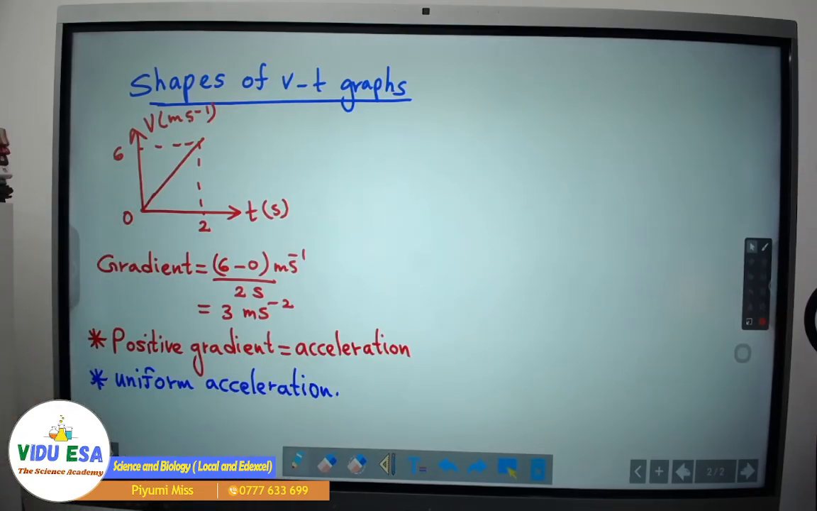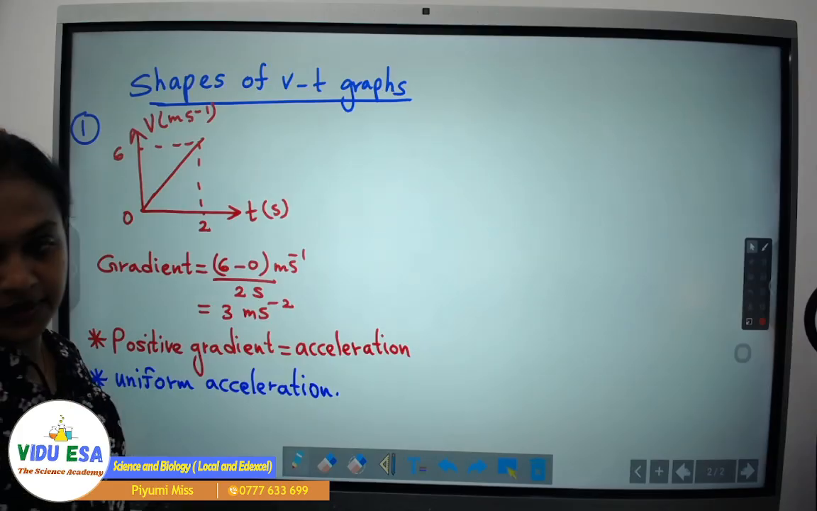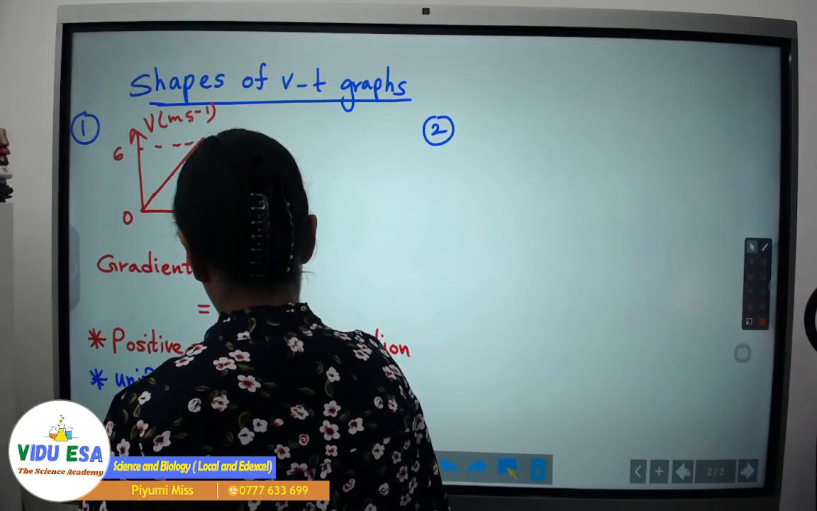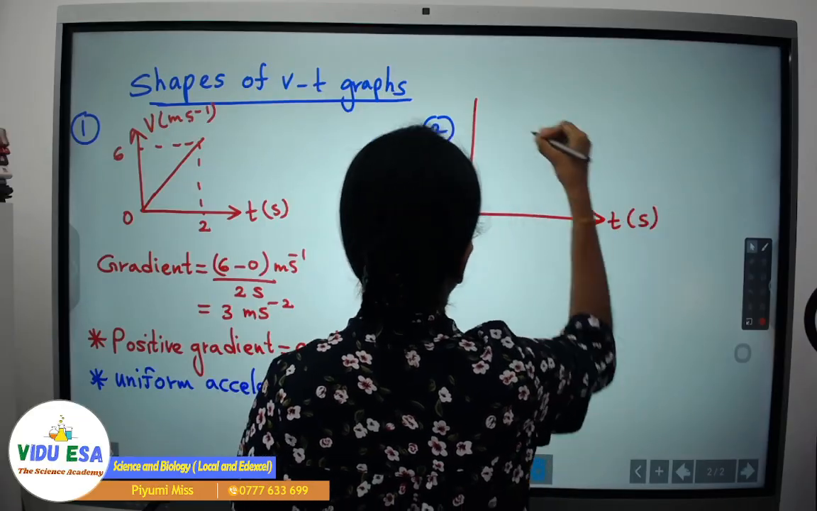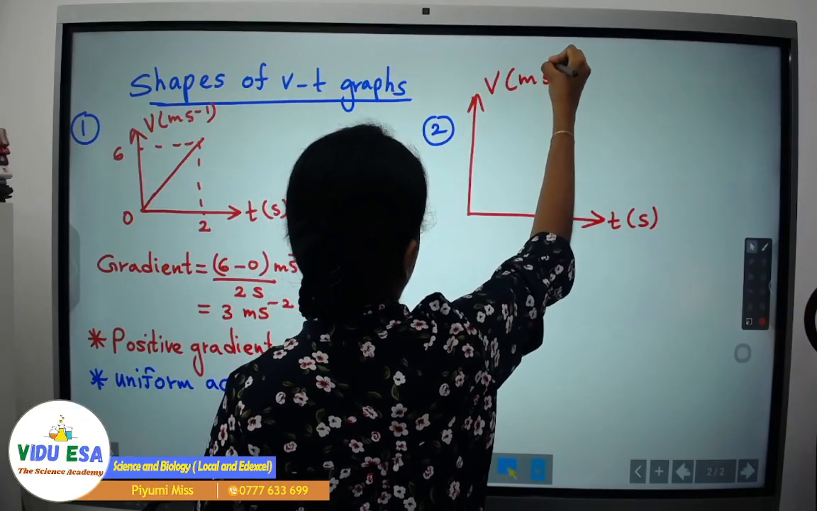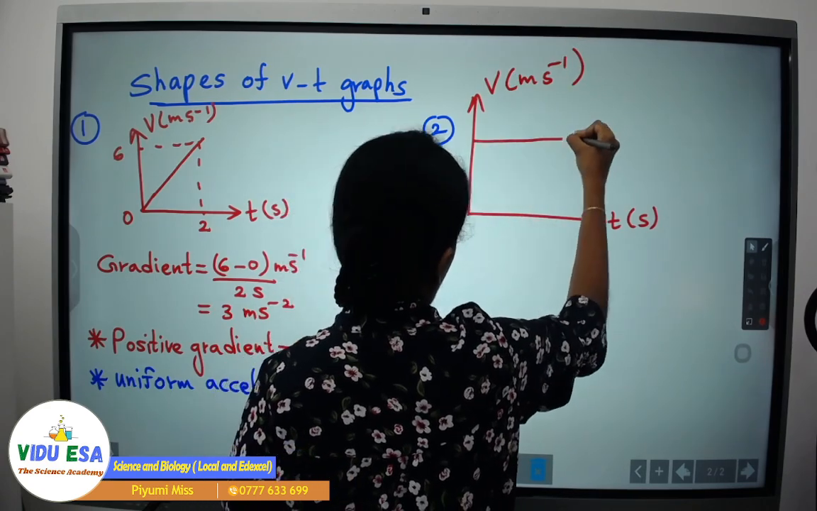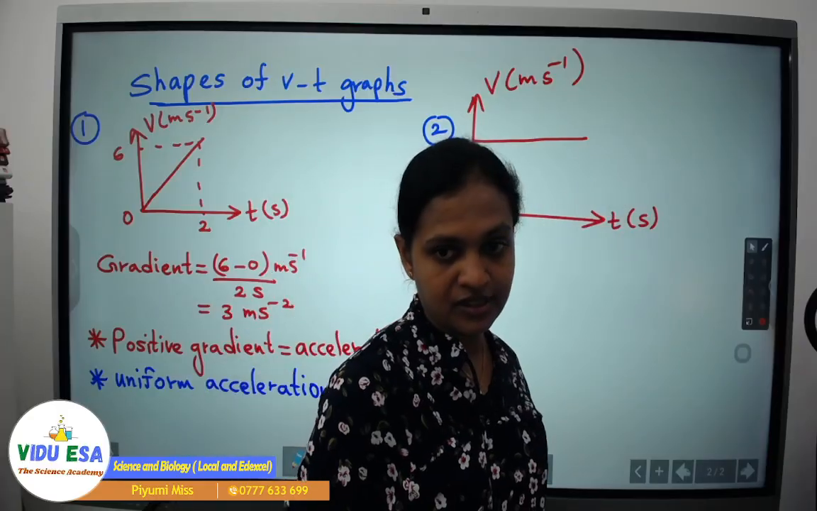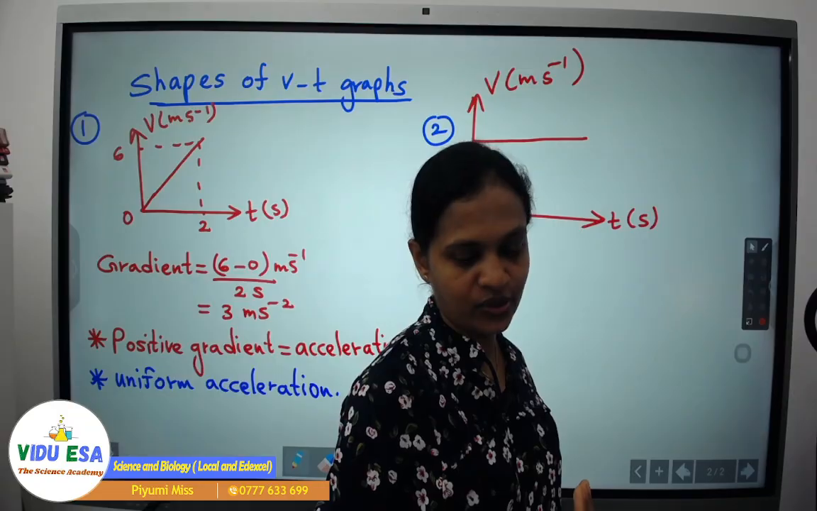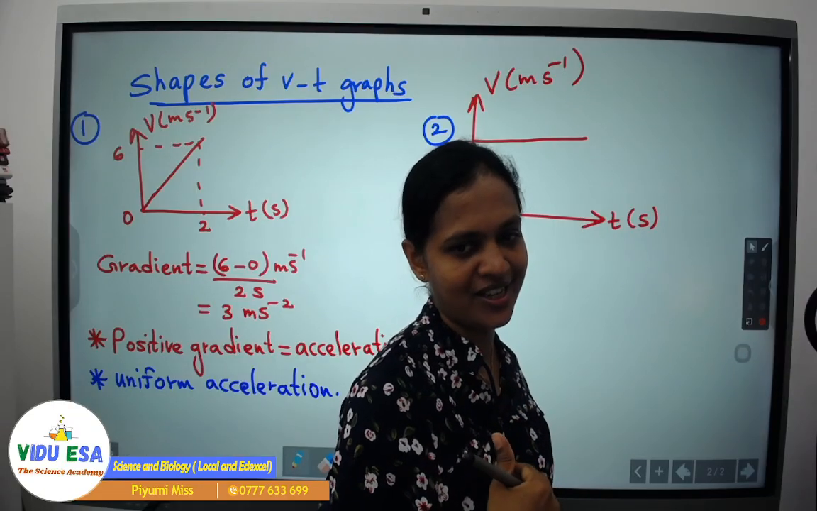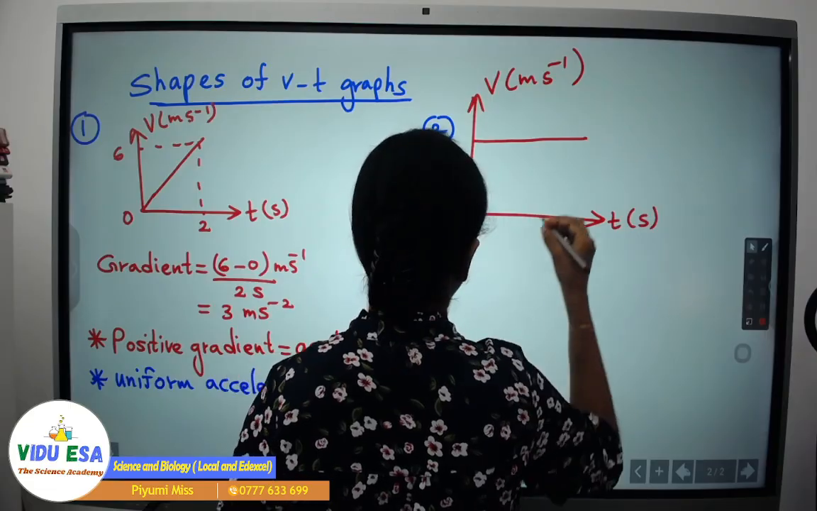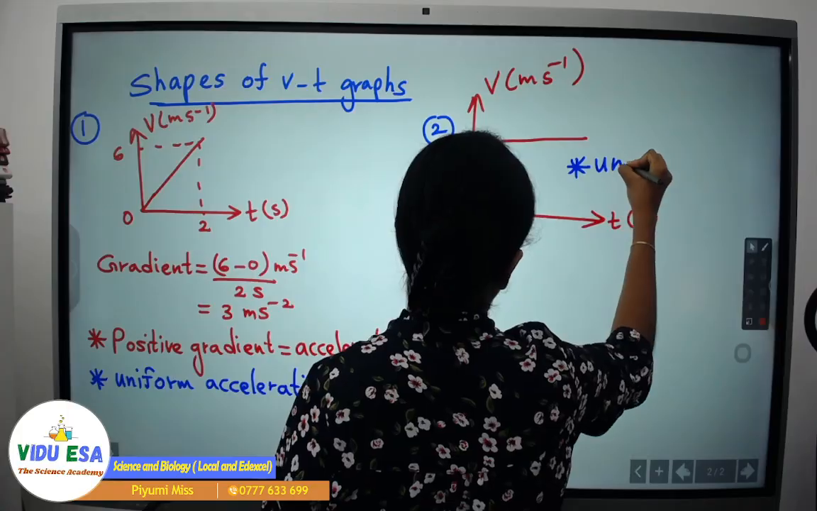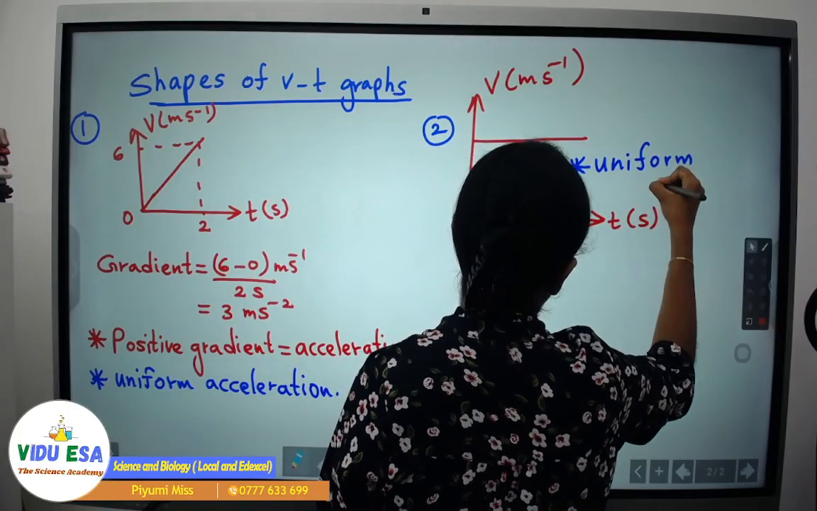Right, uniform acceleration. That is number 1. Then, as the second one, if you get this type of a graph, time, velocity, time passes, velocity does not change. The gradient is 0. Zero gradient. Time passes, velocity does not change. Again, it indicates uniform velocity, right? Time passes, velocity does not change. That is uniform velocity.